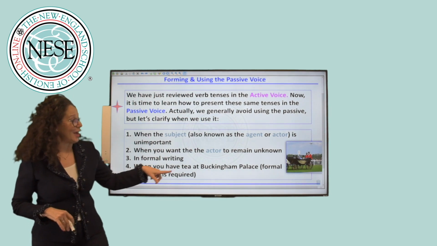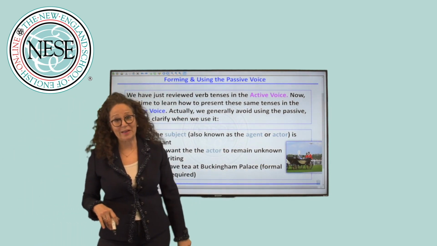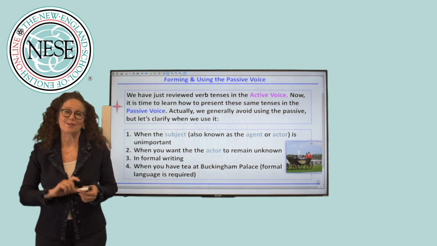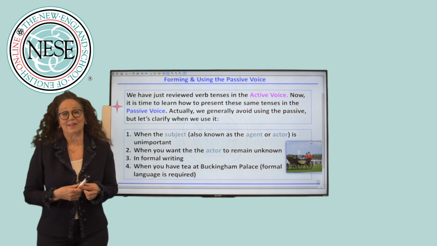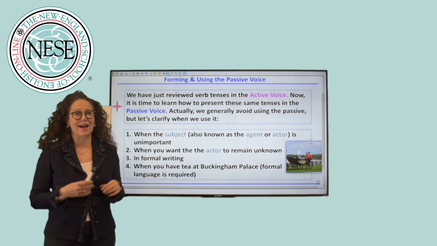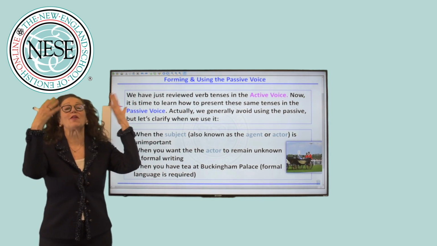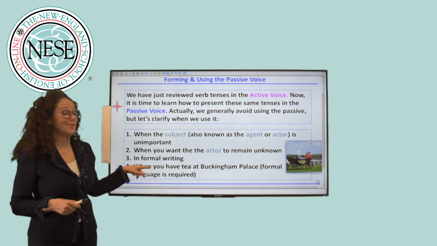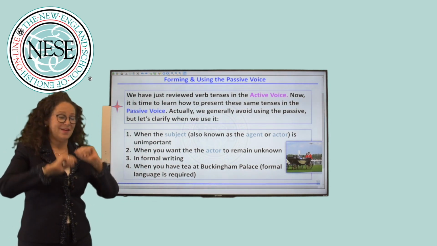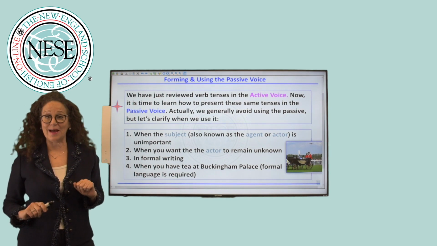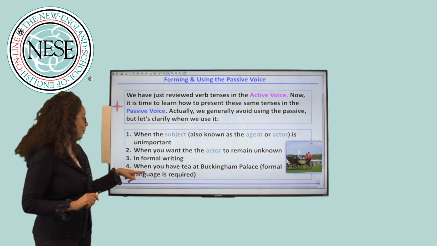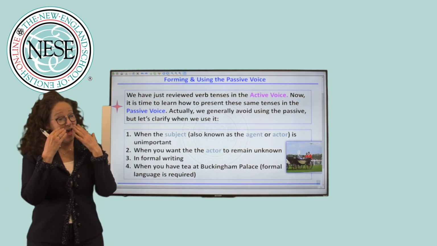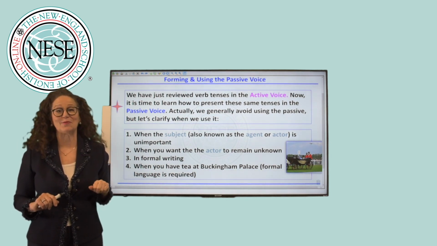When you have tea at Buckingham Palace with the Queen. The Queen, and all through these videos we talk about this, uses very formal English, and she really does. And her accent is very posh, very formal. So if you are invited, and you might be, to have tea at Buckingham Palace, where formal language is required, you might well hear and need to use the passive voice.